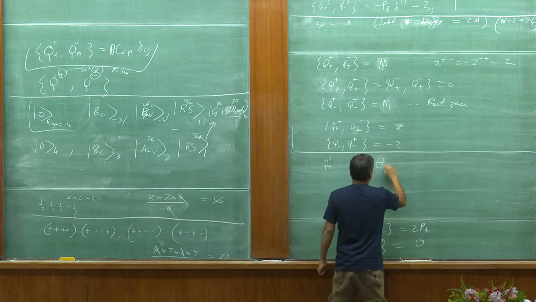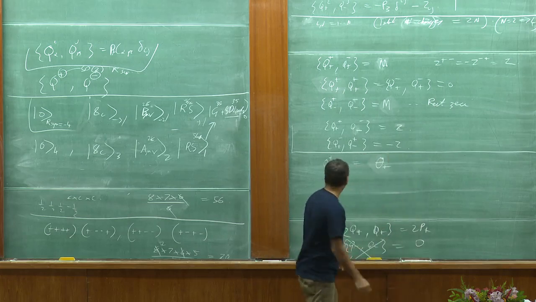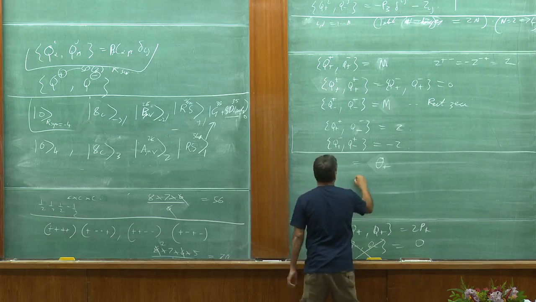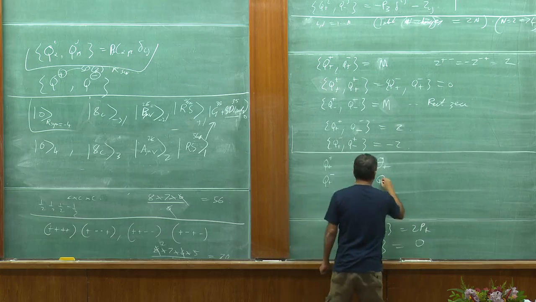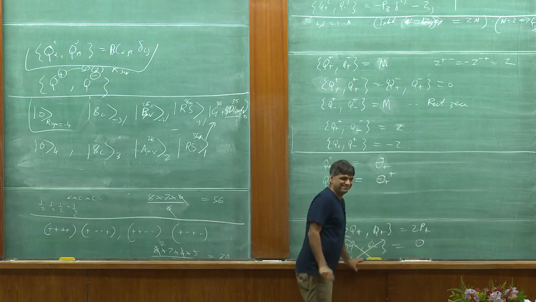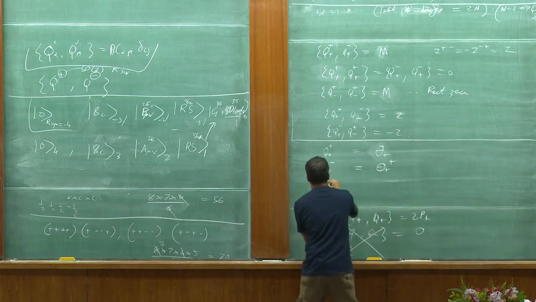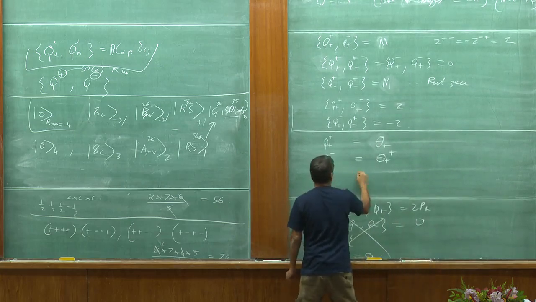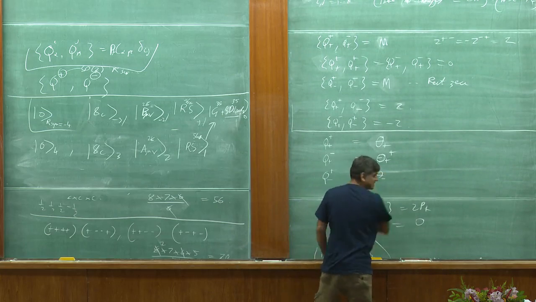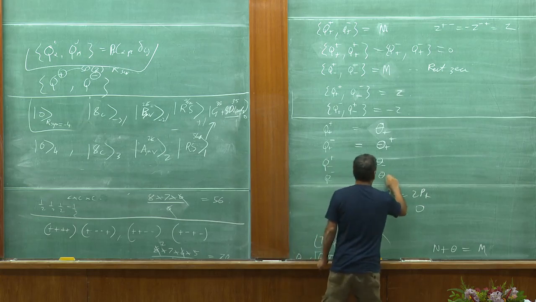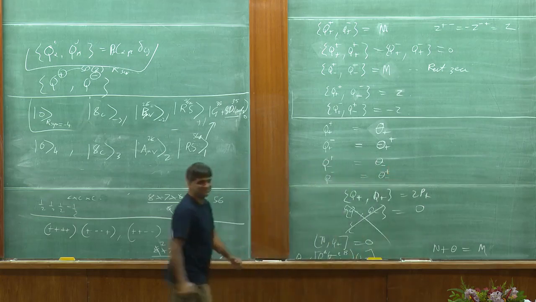Let's call this theta plus. Okay, Q plus minus will be equal to theta plus dagger. And Q minus plus we will call theta minus, and Q minus minus we will call theta minus dagger. Yes?